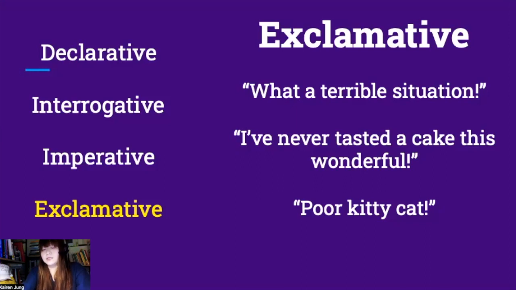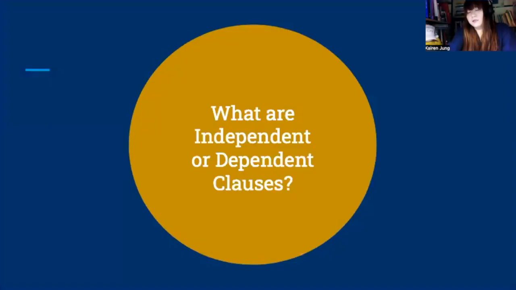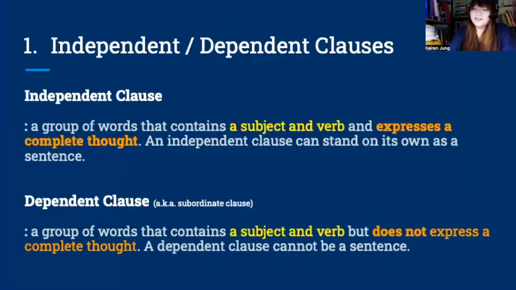Now that we're on the same page as to how to understand a sentence, we'll now go on to see what independent and dependent clauses are. So, what are independent or dependent clauses? An independent clause is a group of words that contains a subject and verb and expresses a complete thought. An independent clause can stand on its own as a sentence.